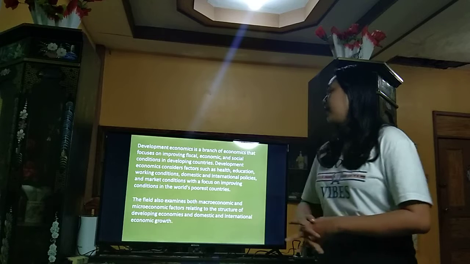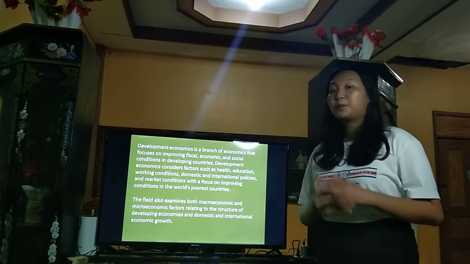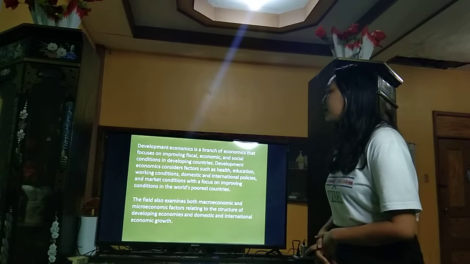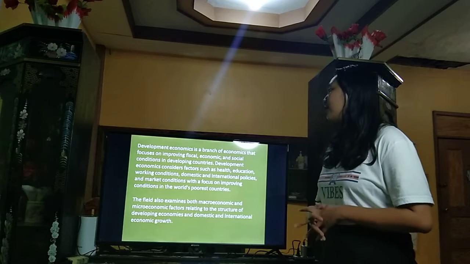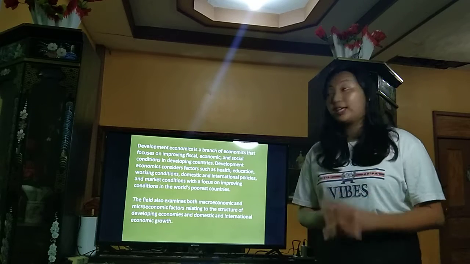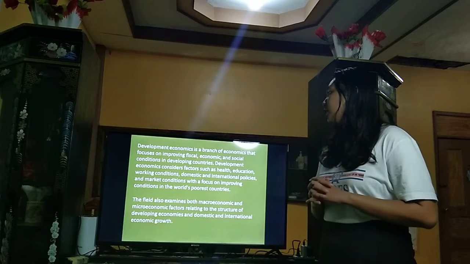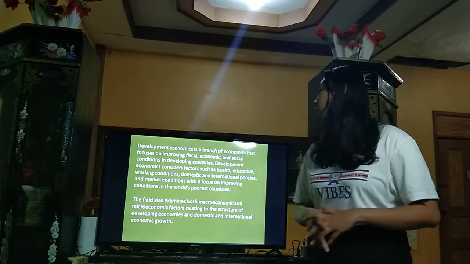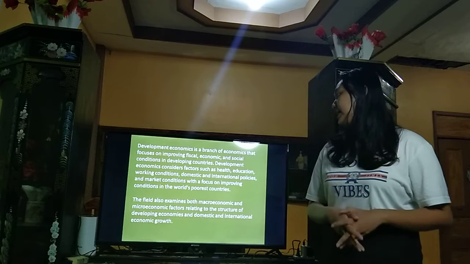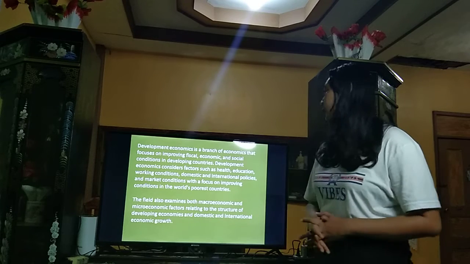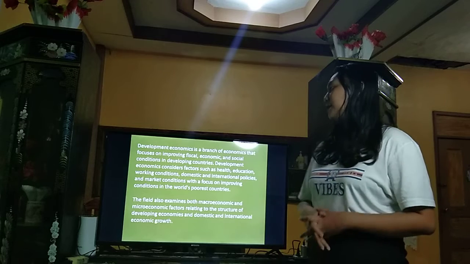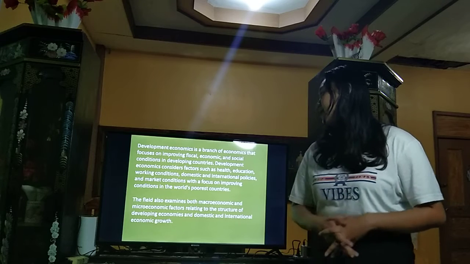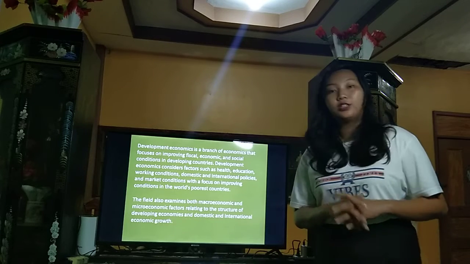Development economics is a branch of economics that focuses on improving fiscal, economic, and social conditions in developing countries. Development economics considers factors such as health, education, working conditions, domestic and international policies, and market conditions, with a focus on improving conditions in the world's poorest countries. The field also examines both macroeconomic and microeconomic factors relating to the structure of developing economies and domestic and international economic growth.